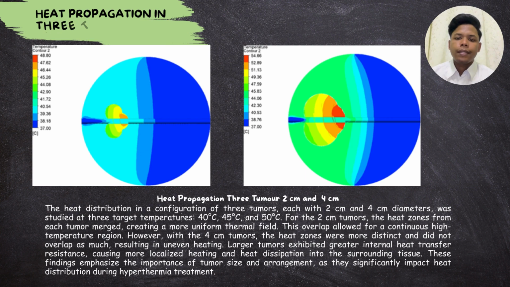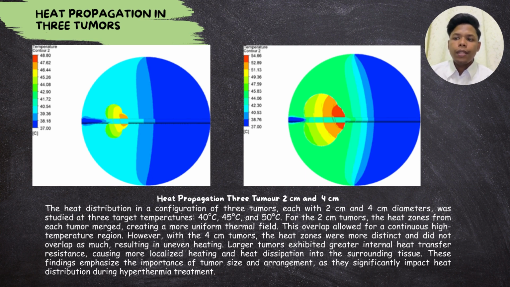So the next slides show the heat propagation results in three tumors. The left one is the 2 cm three tumors and the right one shows the 4 cm three tumors. The heat distribution in a configuration of 3 tumors, each with 2 cm and 4 cm diameters, was studied at 3 target temperatures, same as the single tumor: 40 degrees Celsius, 45 degrees Celsius, and 50 degrees Celsius.